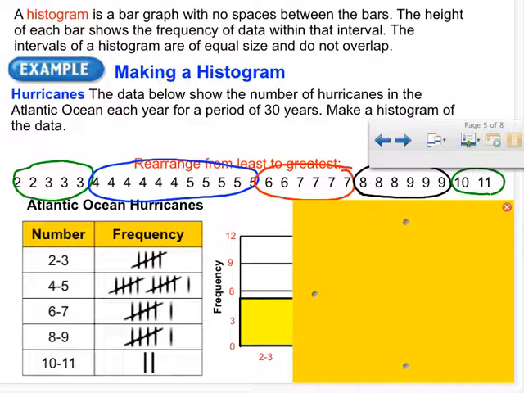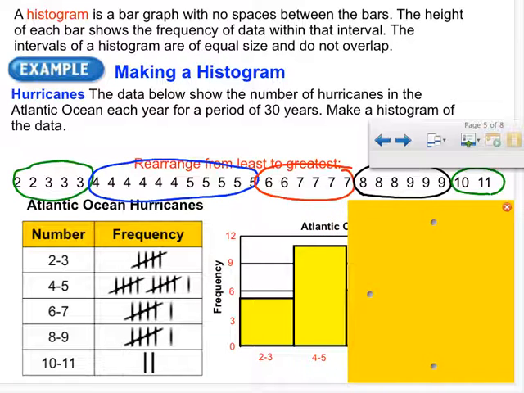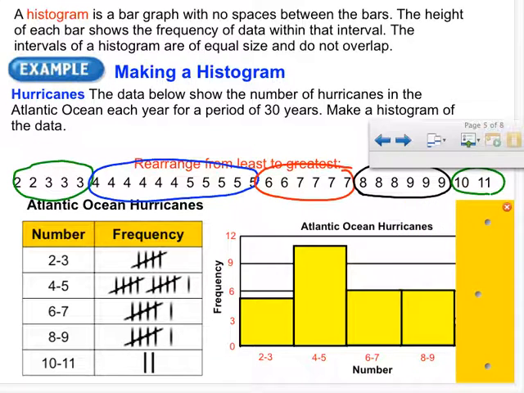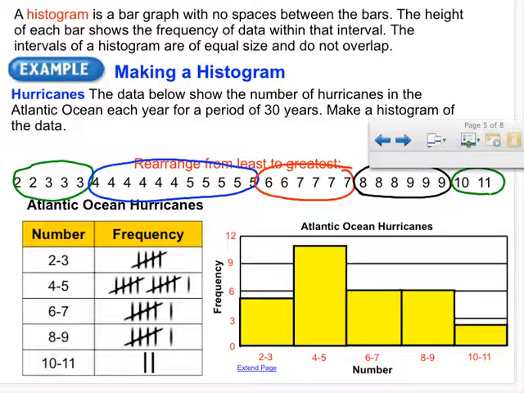Okay, so here's what my frequency or histogram looks like. The y-axis is the frequency. If you notice for 2 to 3, we have a frequency of 5. So I have a bar that's up to 5. And there's no spaces between these bars. It's a bar graph. Okay, for 4 and 5, my frequency is 11, so my bar goes up to 11. For 6 through 7, my frequency is 6, so my bar goes to 6. 8 and 9, my frequency is 6 again. And 10 through 11, my frequency is 2.